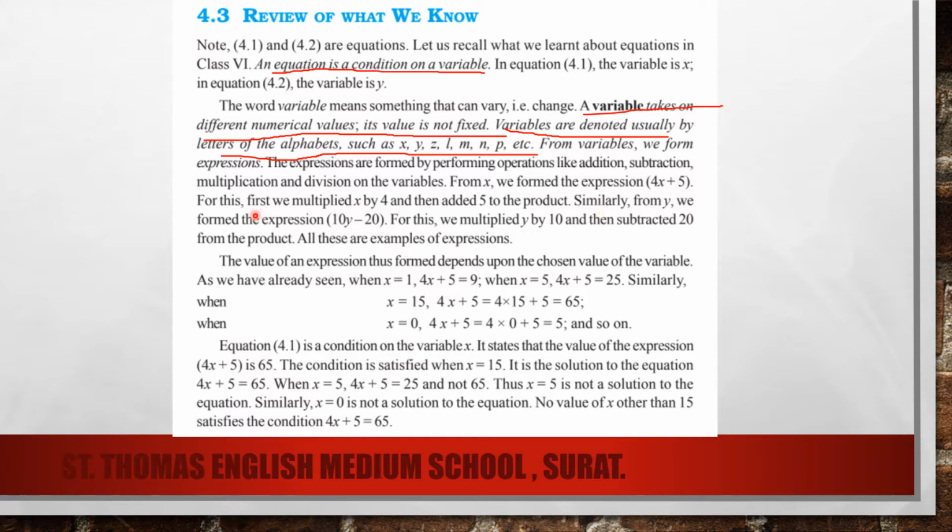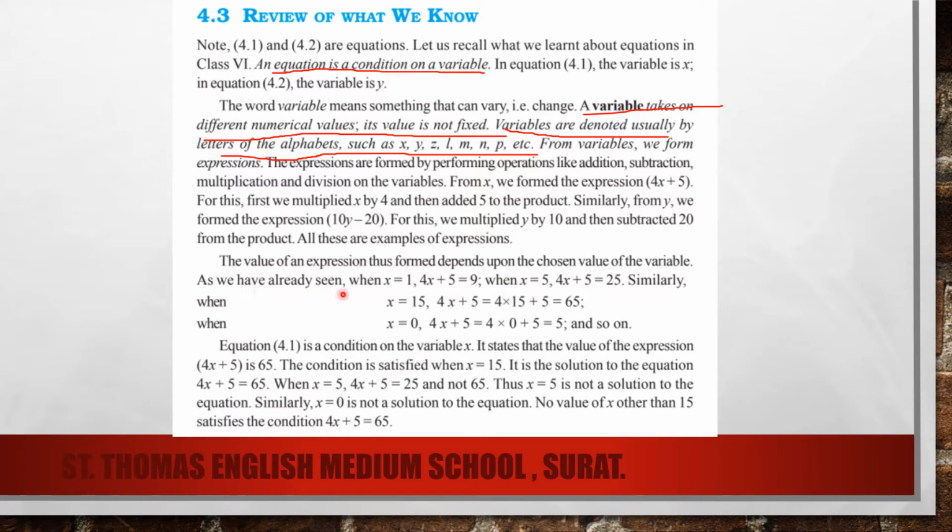Similarly, from y, we form the expression 10y minus 20. What is the variable here? y. So, how can we read that? Multiply y by 10 and then subtract 20 from the product. All these are examples of expressions. Clear? The value of an expression of this form depends upon the chosen value of the variable.